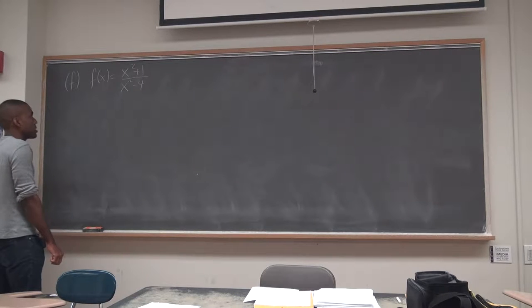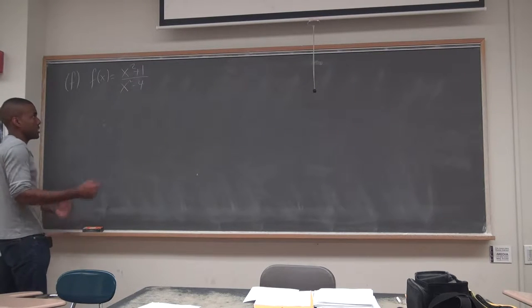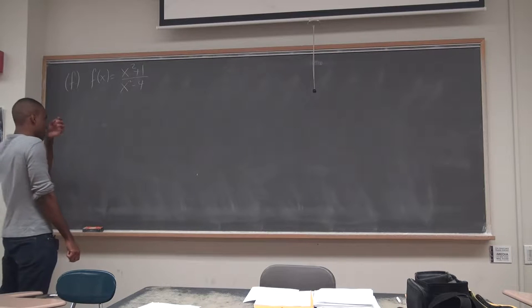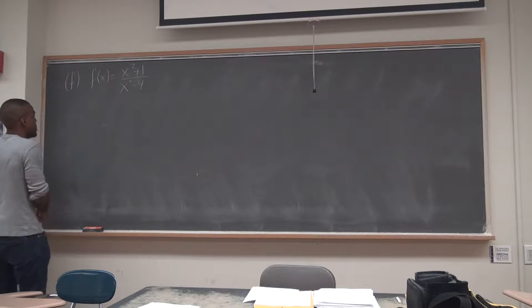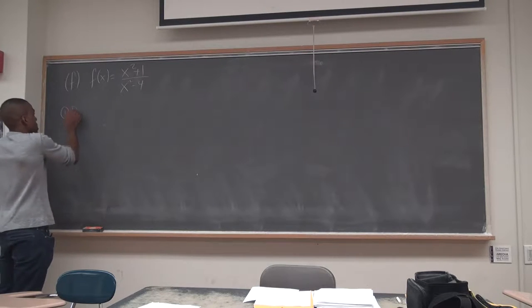We want to jump to F because I really want to give you guys something that has some asymptotes in it, because those make things a lot more fun. So let's actually just jump into this. Our first step was to do what? Domain. Figure out what our domain looks like.